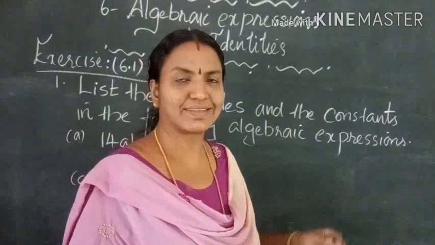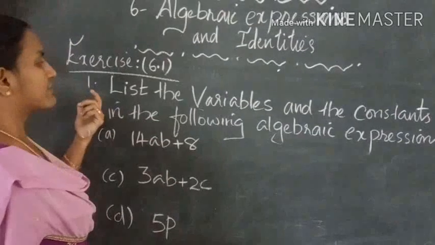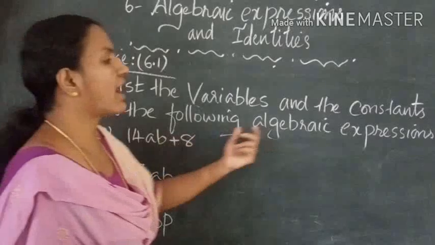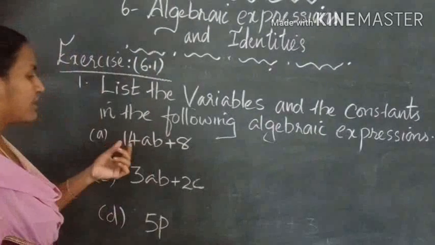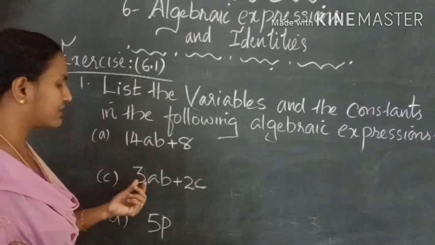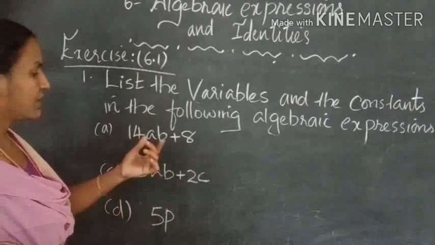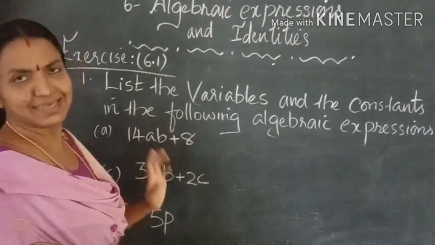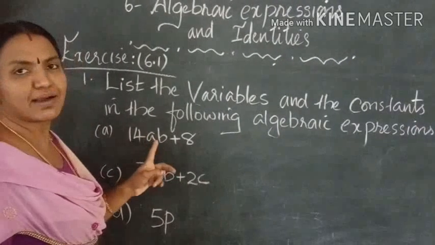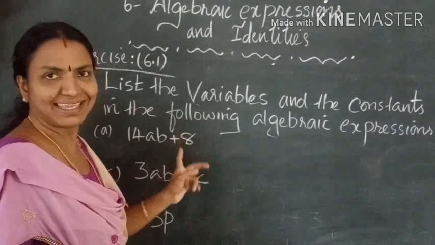Next, we shall discuss exercise problems. The first problem from exercise 6.1. First question, list the variables and the constants in the following algebraic expressions. First one, 14ab plus 8. Second one, 3ab plus 2c. And the third one, 5p. The first one, 14ab plus 8. Here, the variables are a, b and the constant term is 8.